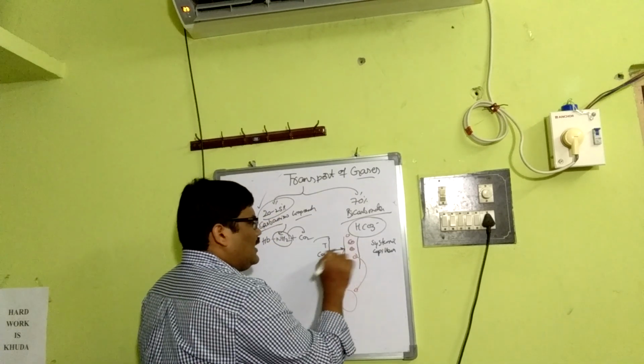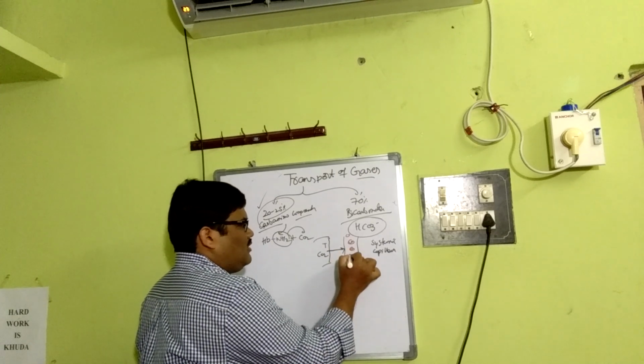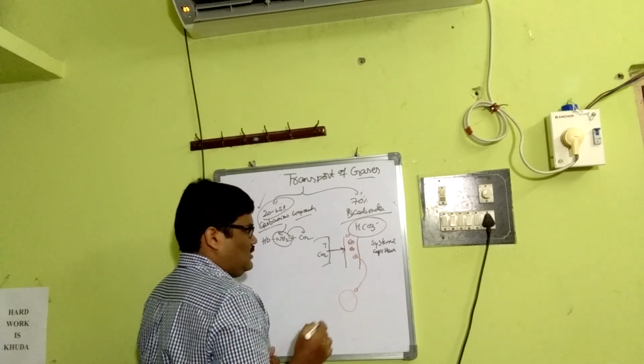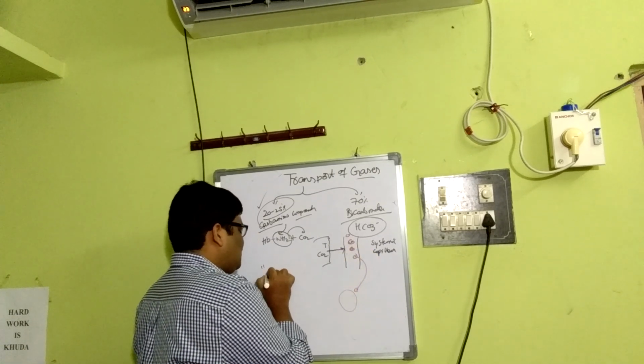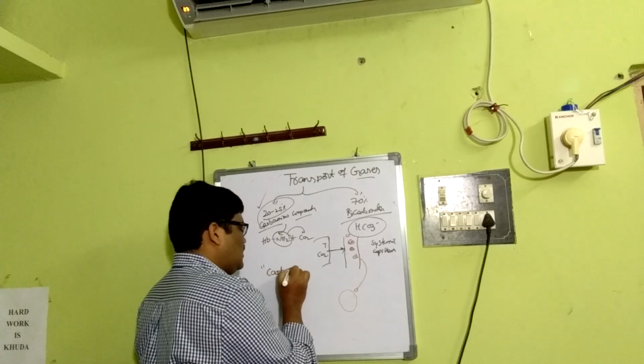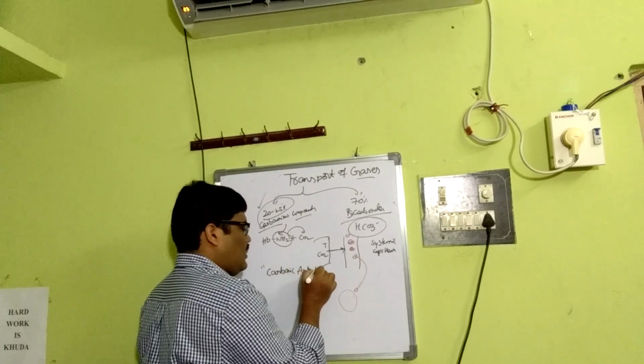And the CO2 diffuses into the blood. That means in the way of both RBC and plasma. What happens? There is an important enzyme called carbonic anhydrase.